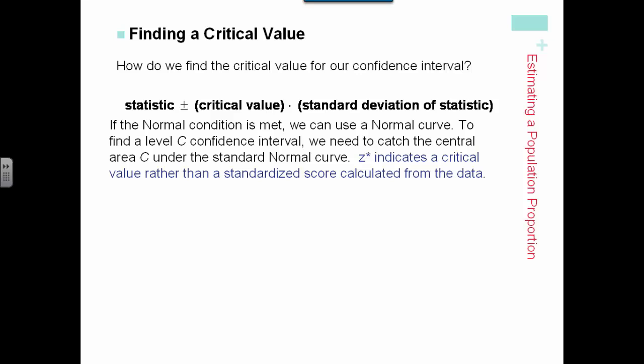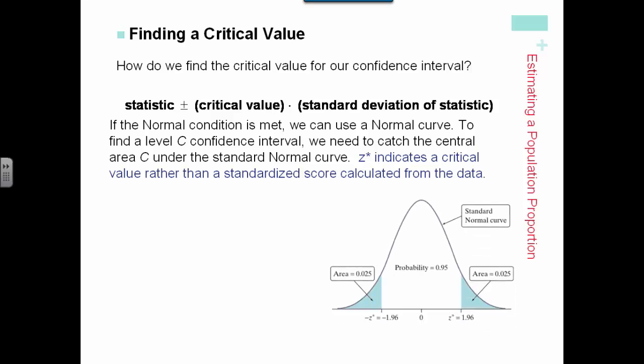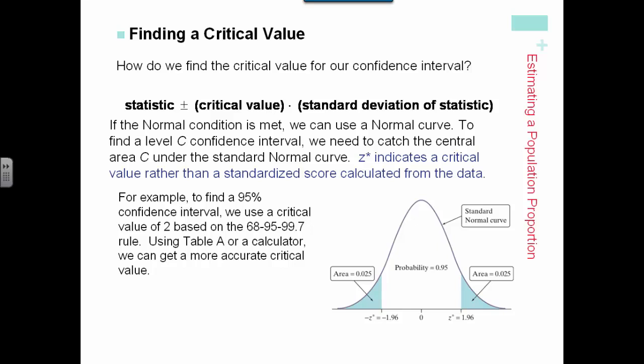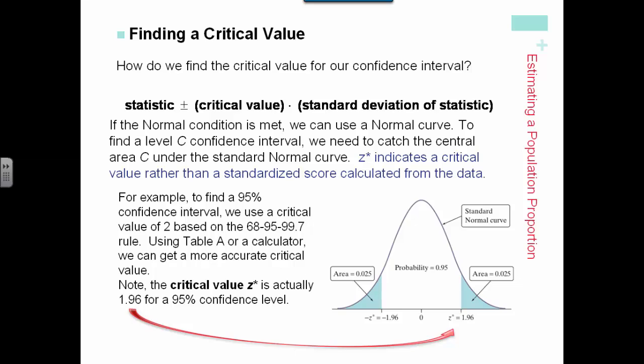How do we find the critical value for our confidence interval? If the normal condition is met, we use a normal curve. To find a level C confidence interval, we need to catch the central area C under the standard normal curve. Z star indicates a critical value rather than a standardized score calculated from the data. For example, to find a 95% confidence interval, we use a critical value of 2 based on the 68-95-99.7 rule. Using Table A or a calculator, we can get a more accurate critical value. Note, the critical value z star is actually 1.96 for a 95% confidence level.